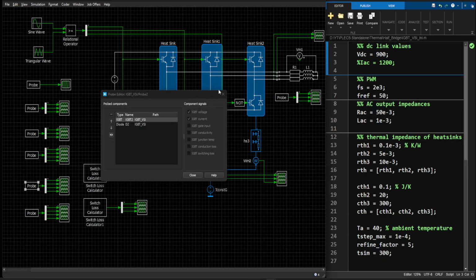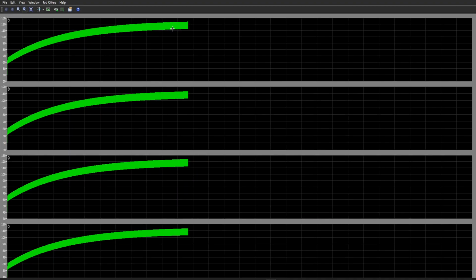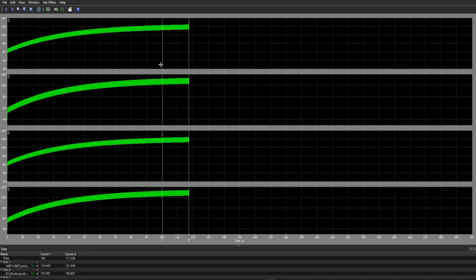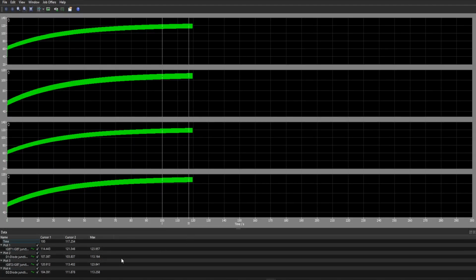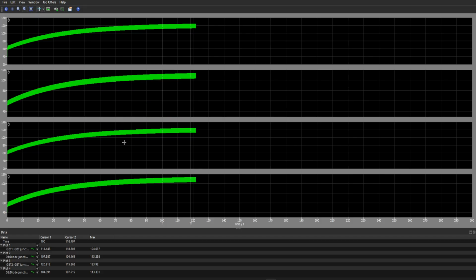What do we have here? The same IGBT and diode, and here are the junction temperatures. It's slowly reaching the steady state value. What's the maximum value we have at this point? 123 for the IGBT and 113 for the diode. Comparable. I'll come back when the simulation is finished.